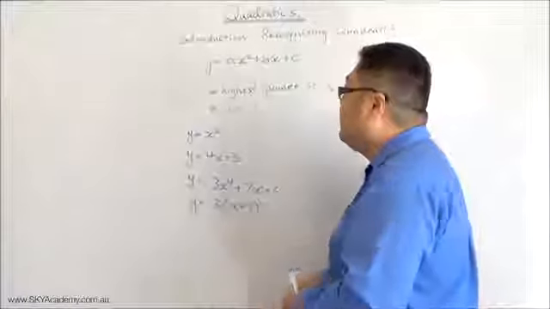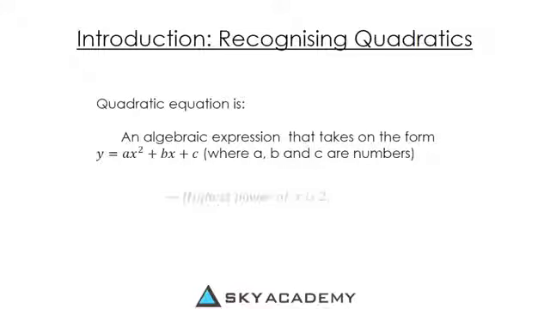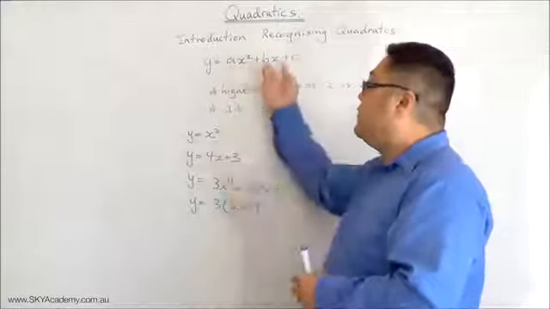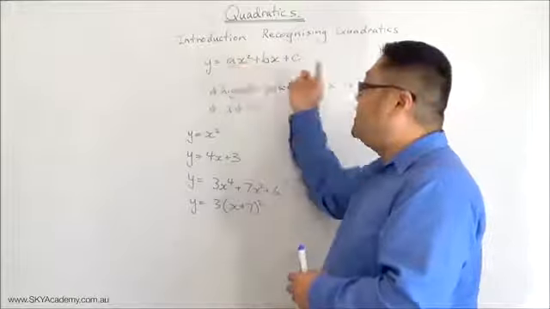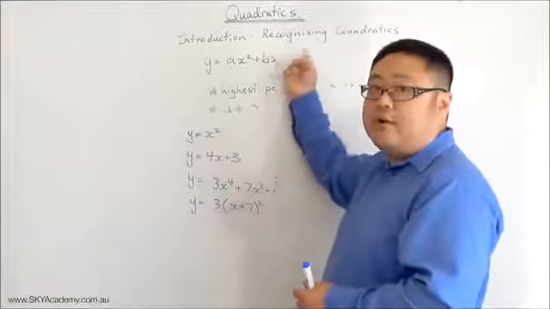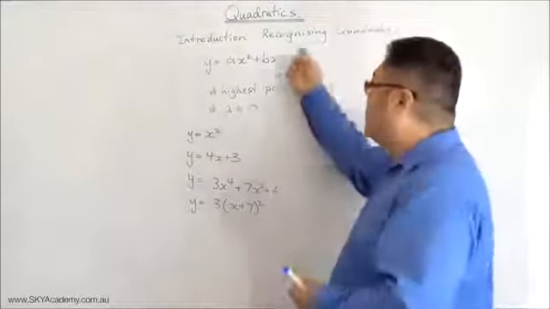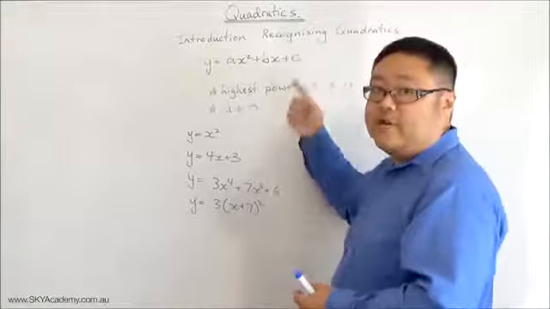Now, the very special thing about quadratics is that the highest power of x is 2. So the highest power of x is 2, and x is called your variable term. A, b, and c are called your coefficients. C is a very special coefficient. It's actually a constant term. We call it a constant term because there's no x after it.